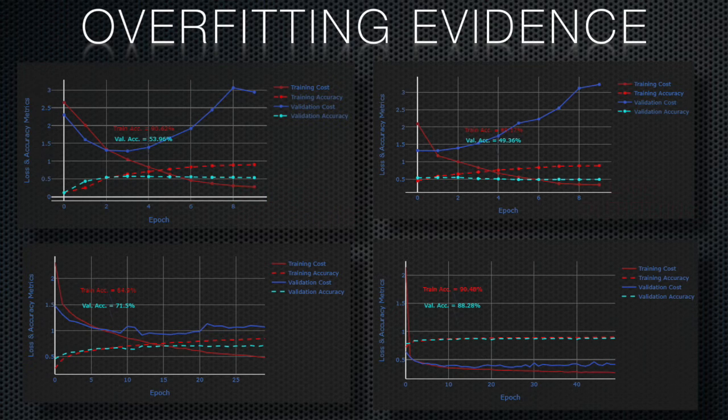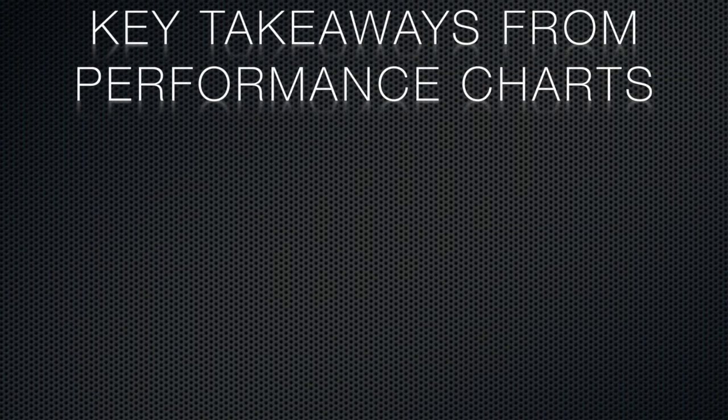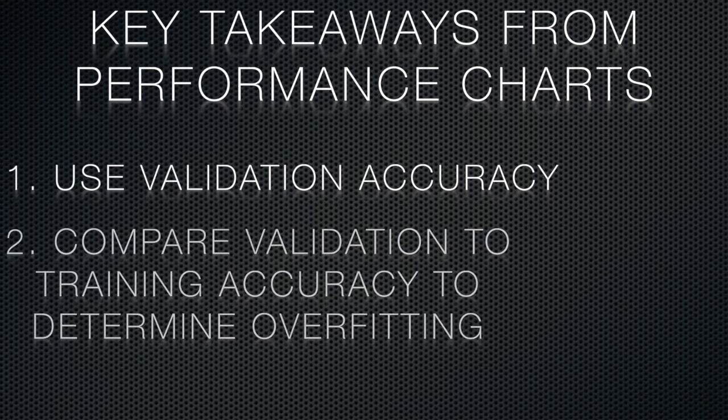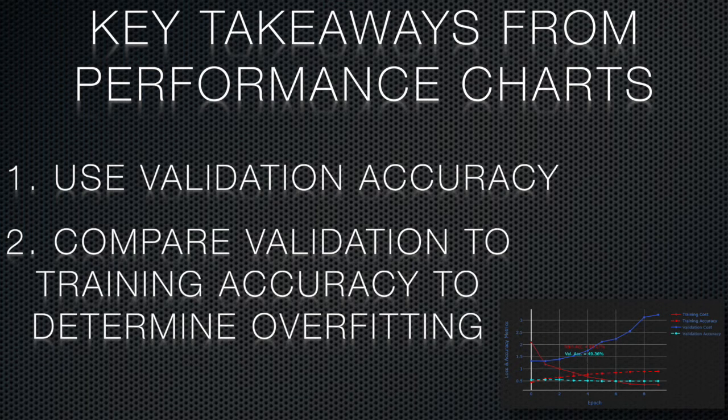We'll address some solutions to overfitting in this video series, but for now there are 2 very important takeaways. 1, the validation accuracy is a much more reliable estimate of network efficacy than training accuracy. 2, divergence between training and validation metrics is bad. We need to do everything we can to drive them closer.